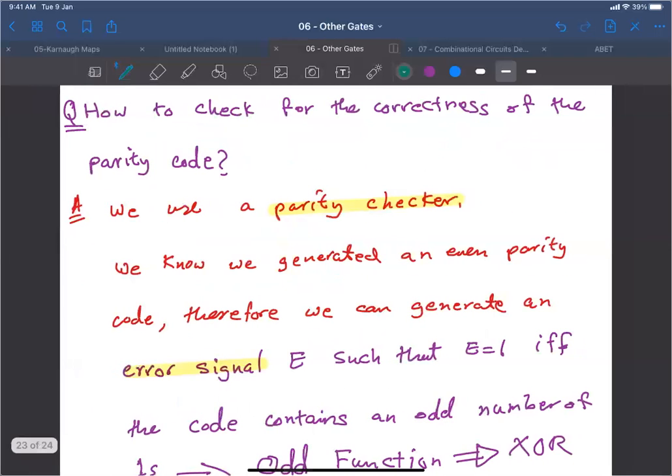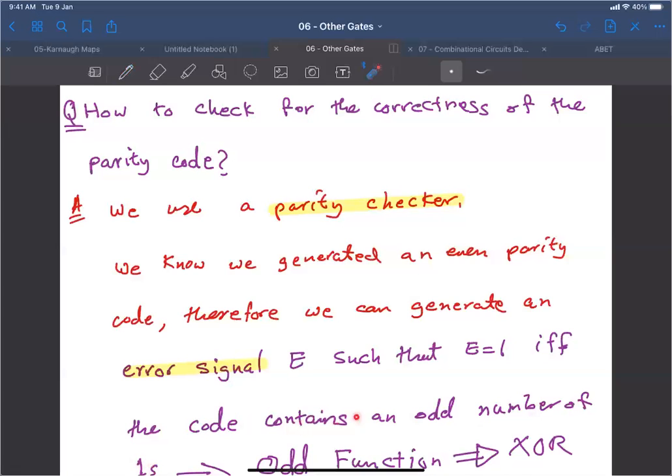So for the parity checker, notice that we know we have generated an even parity code, and therefore we can generate what we call an error signal E, such that E is equal to 1 if the code contains an odd number of ones. Because we are expecting an even parity, if you receive an odd number of ones, then there is an error in your signal. So E is 1 if and only if the code contains an odd number of ones.